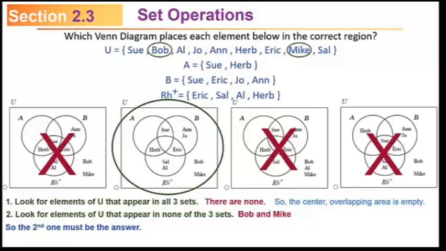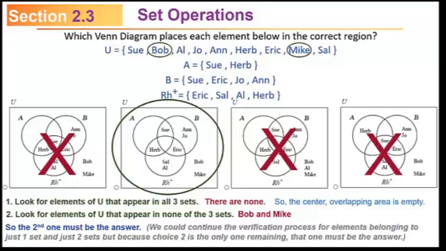Now, if you really wanted to be thorough, you could continue the verification process for elements belonging to just one set and just 2 sets. But because choice 2 is the only one remaining, unless you've made some silly mistake, that one has to be the answer.